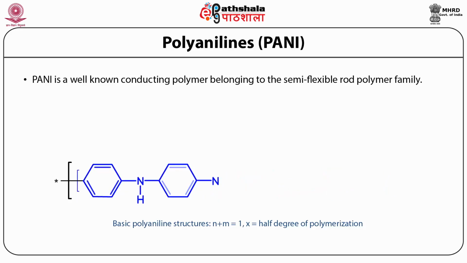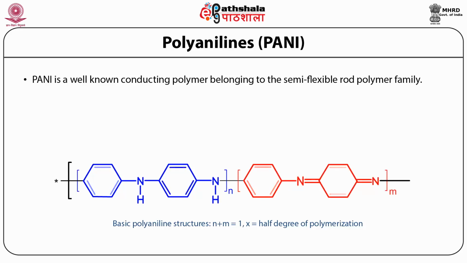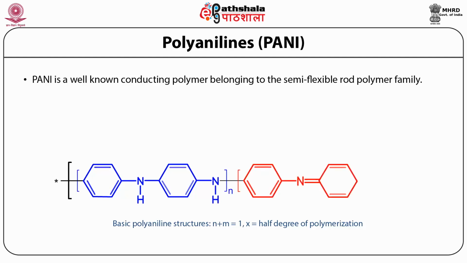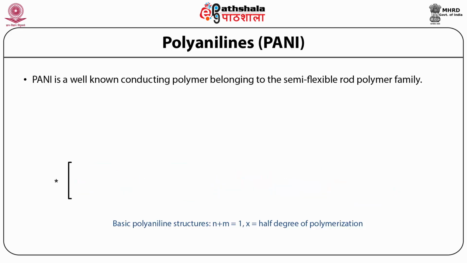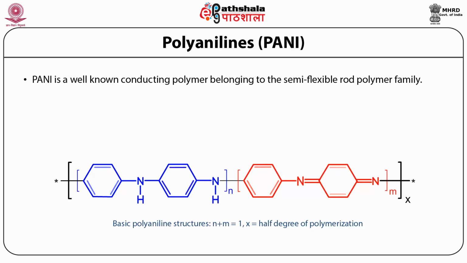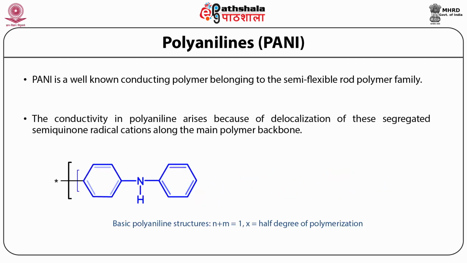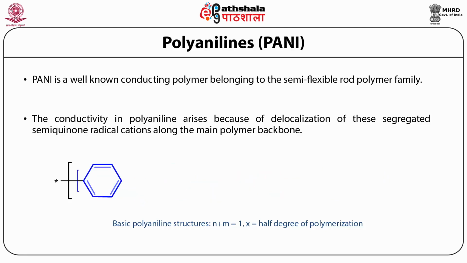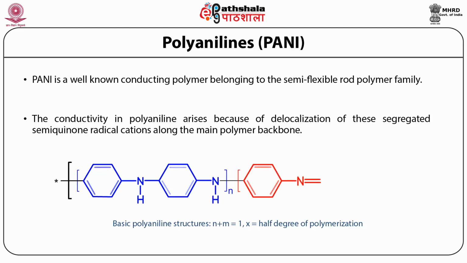The further work on PANI remained nearly absent until about the 1960s, when it was reported that PANI becomes substantially electrically conducting when it was exposed to protonic acid in its stable half-oxidized or half-reduced form, commonly known as emeraldine base. So, the conductivity in polyaniline arises because of delocalization of the segregated semi-quinone radical cations along the main polymer backbone.